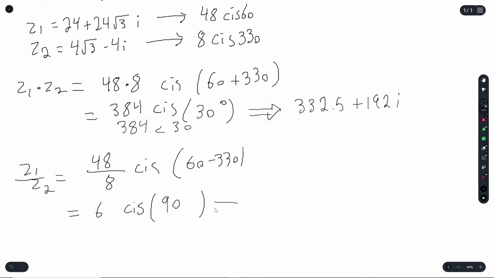Now let's convert it to rectangular form. So 6 cis 90 is 6i. So you can either write 6i or 0 plus 6i. Okay, let's move on to the next idea in our lesson.